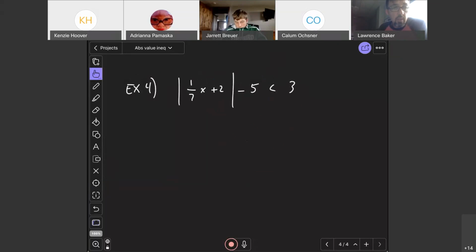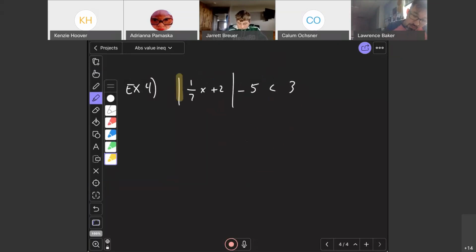So you've got the absolute value of 1/7 x plus 2, minus 5, is less than 3. I know it's been a little while, but when we started talking about absolute value problems, maybe the second day, we talked about absolute value problems where things were not isolated. If there are things on the outside, they need to go away before you can split it.